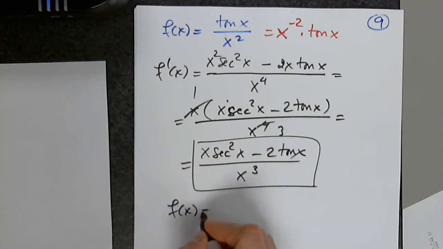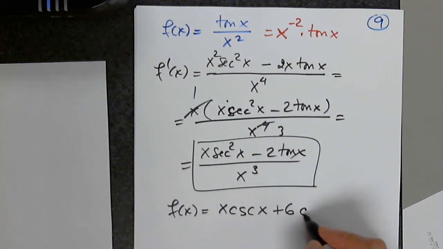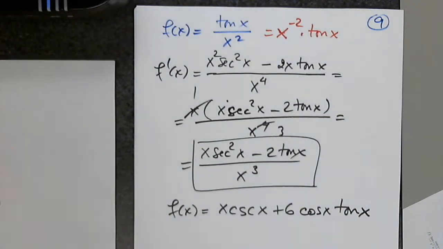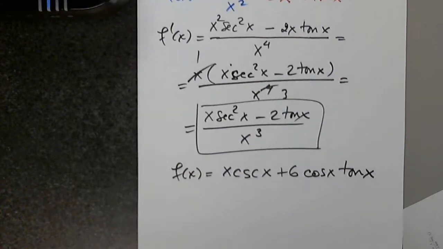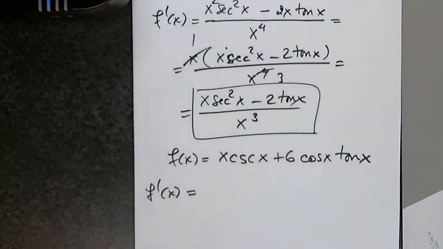So f of x equals x cosecant x plus 6 cosine x tangent x. F prime of x. Tell me when you're ready. This is a sum of two products. I have to use the product rule on all of them.